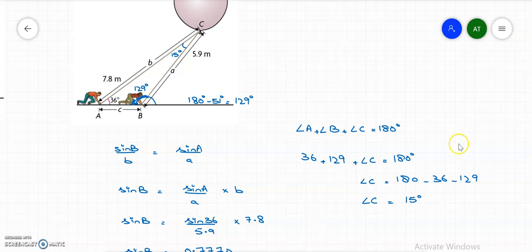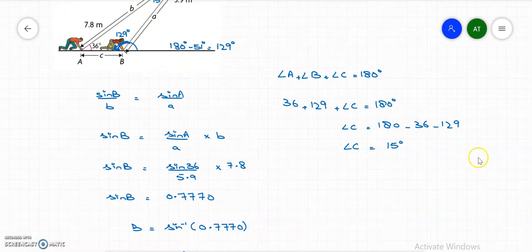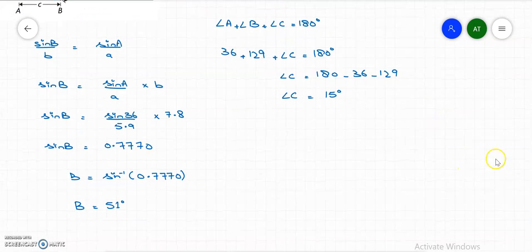Okay, now we got the angle C. We can easily figure out what the side C is. So let's use the sine law again. So C over sine C would be equal to, you can use A over sine A again or B over sine B. This is up to you. So I would like to use A over sine A again. So the side C would be equal to A over sine A times sine of angle C.